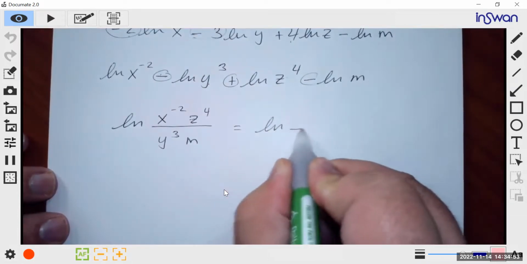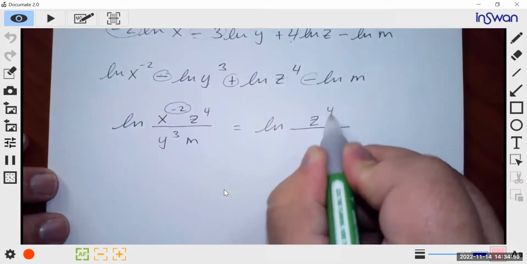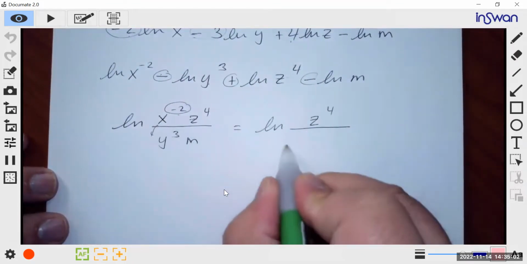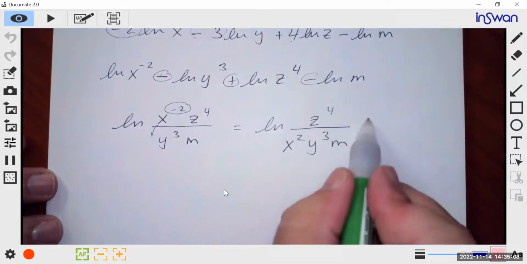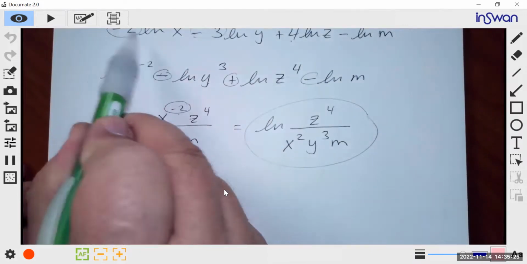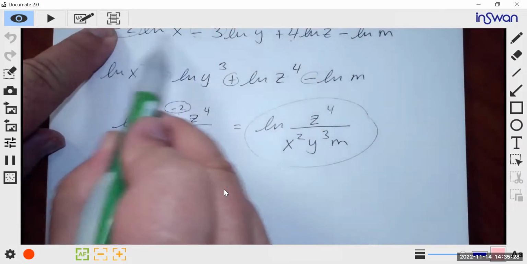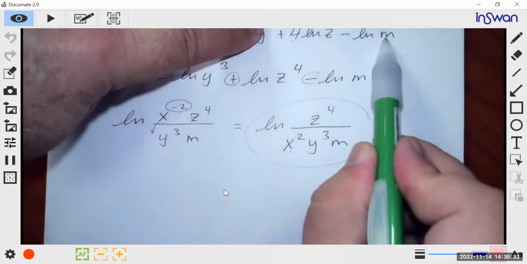But we're not done, because we have a negative exponent. Negative exponents go on the bottom. We switch their locations. So there's your answer. All of your answers have to have positive exponents. Like I said earlier, if it has a negative in front of it, it goes on the bottom. So this ln x squared goes on the bottom. This ln y cubed goes on the bottom. Ln m goes on the bottom.